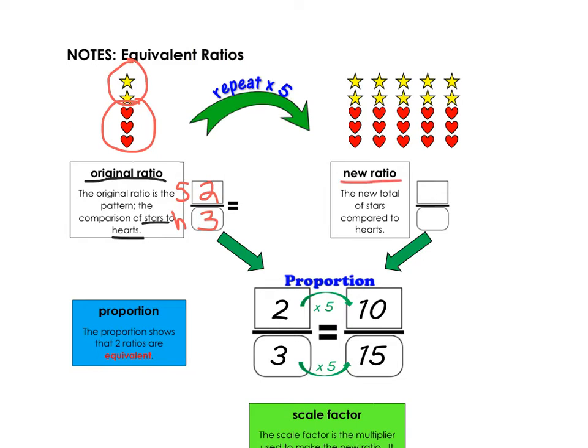So our new ratio is the new total of stars compared to hearts. Okay, so if we repeat the same pattern 5 times, we would do 2 times 5, which is 10, and 3 times 5, which is 15. So our new ratio would be 10 to 15. There would be a total of 10 stars to 15 hearts. Okay?